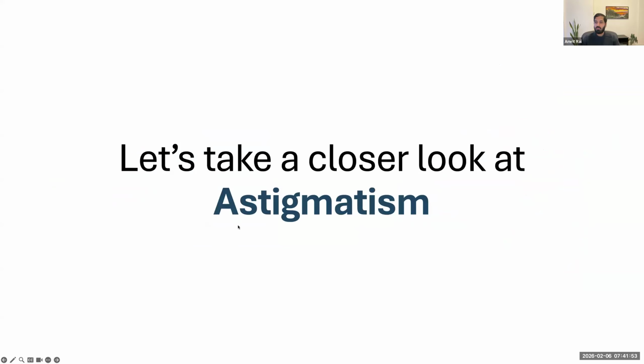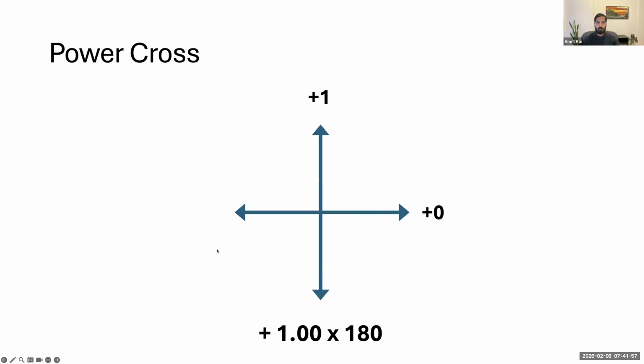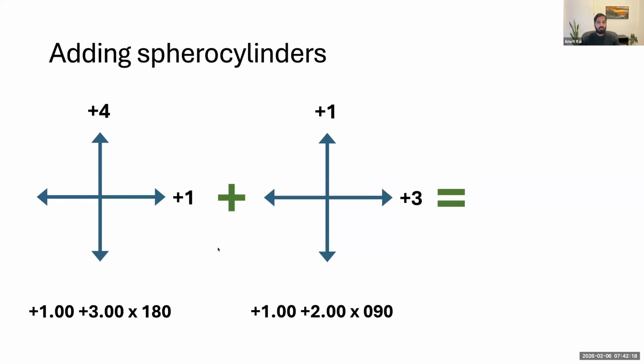But first, let's take a closer look at one of the lower order aberrations, astigmatism. A power cross can be used to represent the two primary meridians of any of our astigmatism. In positive cylinder form, the lesser number here represents the sphere power, and the difference between the two meridians represents the magnitude of the astigmatism. In this case, we have 1 diopter of astigmatism. If we take two power crosses, we can easily add them together by adding the vertical powers together and adding the horizontal powers together, like so.